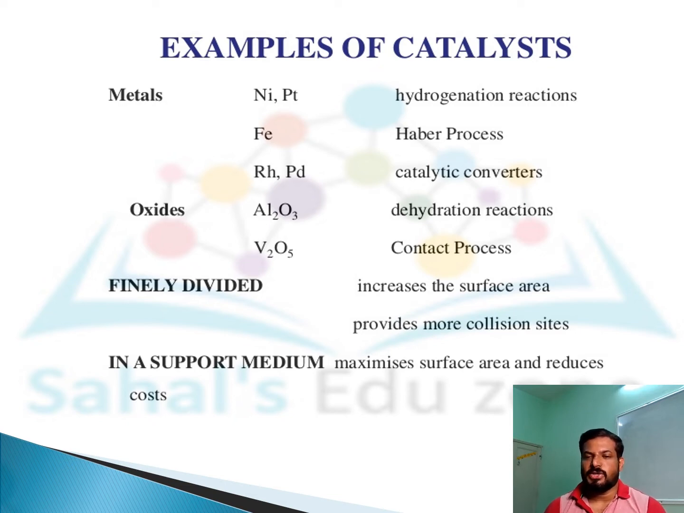Vanadium pentoxide is used in the contact process. Contact process is the extraction or manufacture of sulfuric acid. When we are using a catalyst, mainly we use it in a finely divided condition, that means powdered form, because it increases the surface area. There will be more effective collisions possible. It acts as a supporting medium to maximize the surface area.